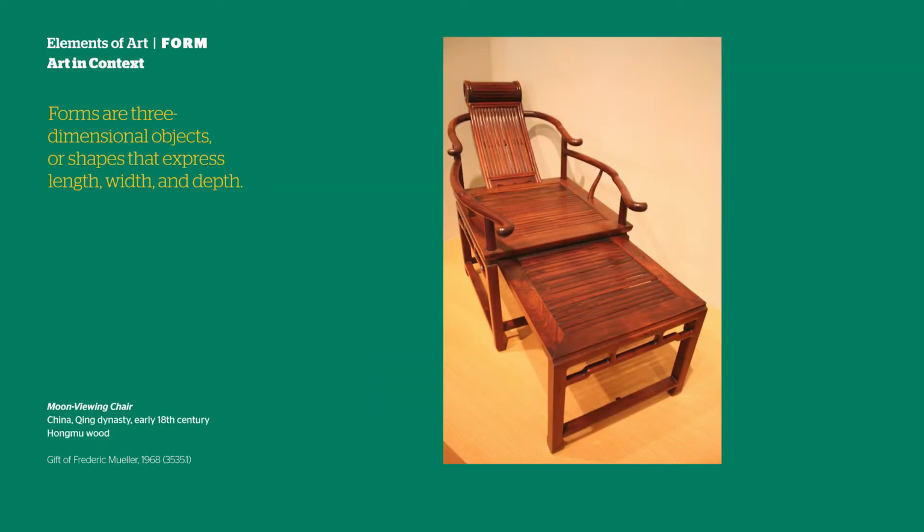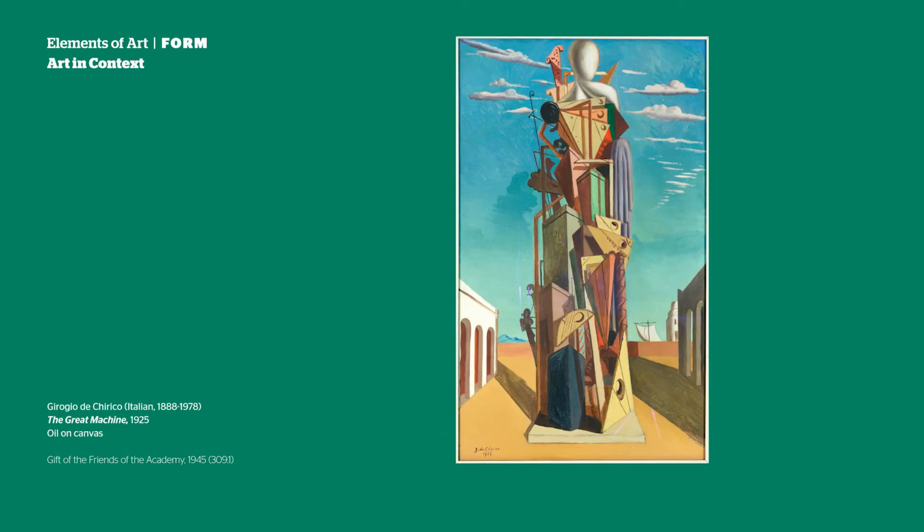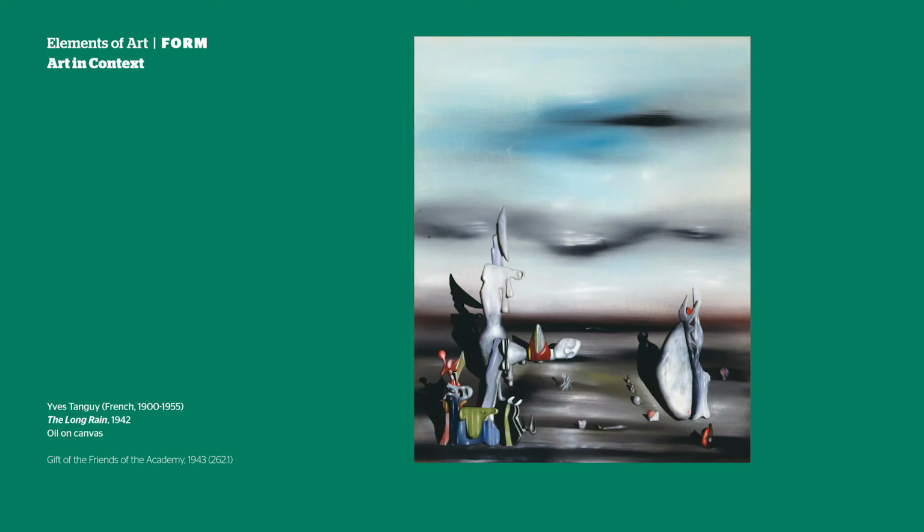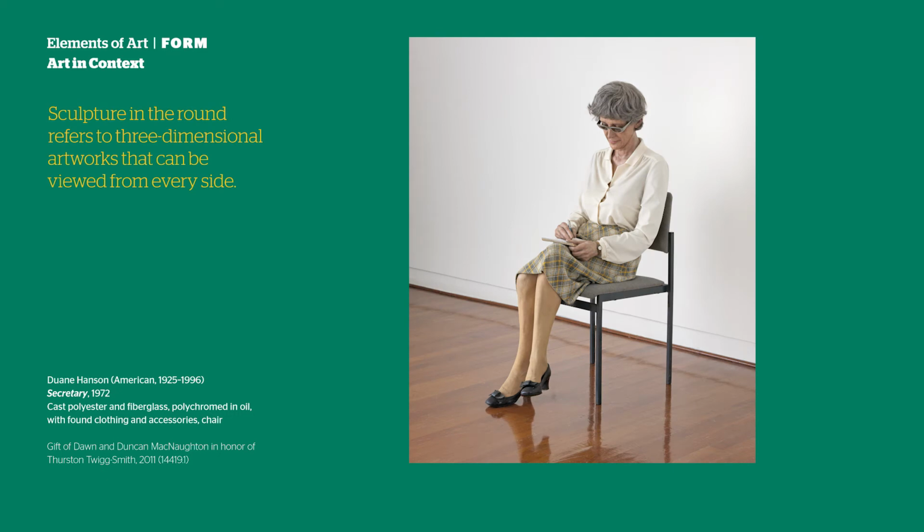Forms are 3-dimensional objects or shapes that express length, width, and depth. The illusion of a 3-dimensional object on a flat surface can also be described as having form. Form is commonly associated with sculpture.